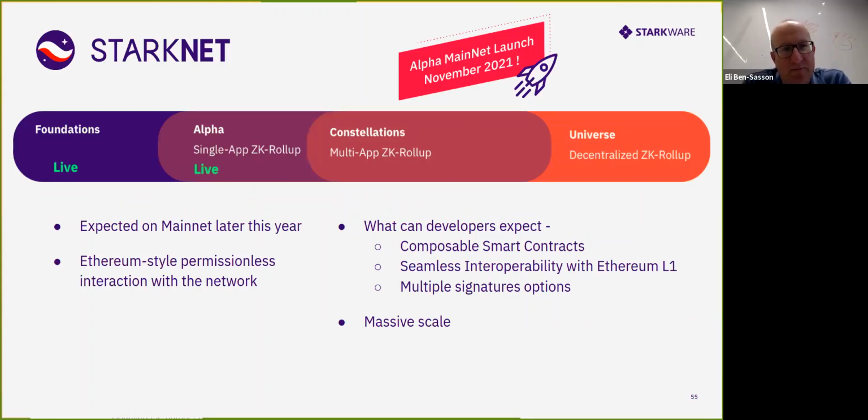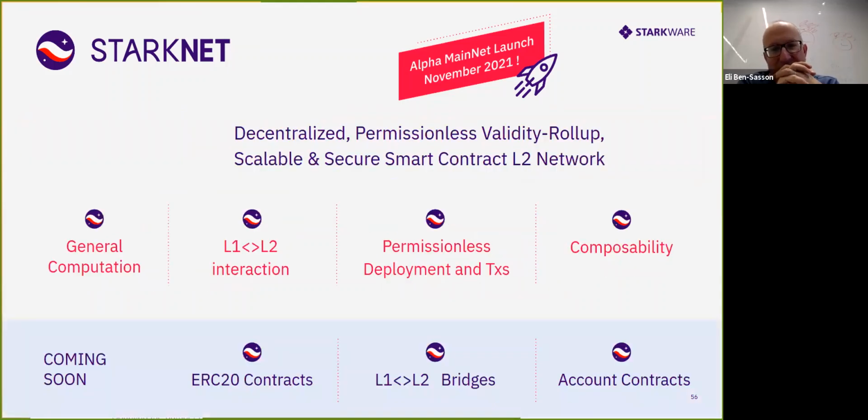So we already have laid the foundations. The alpha is already on testnet and going live very soon. And on mainnet, later on, we're going to allow a lot of applications to interact and compose with each other. That's also going to be in the next couple of months. And within the next, I'd say, 6 to 12 months, we'll also move to this latest phase, which is called Universe, in which everything will be decentralized, the sequencing, the provers, the whole system will be Ethereum-like in that sense as well. Let's please move.